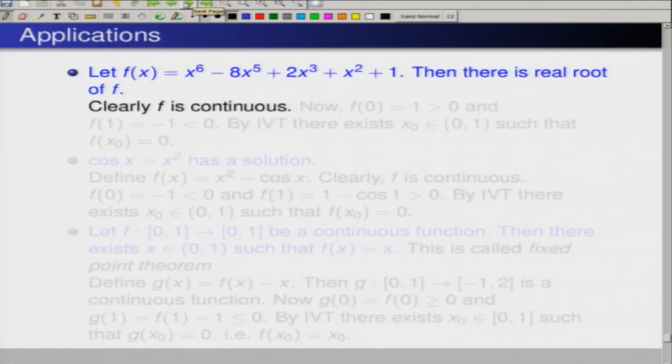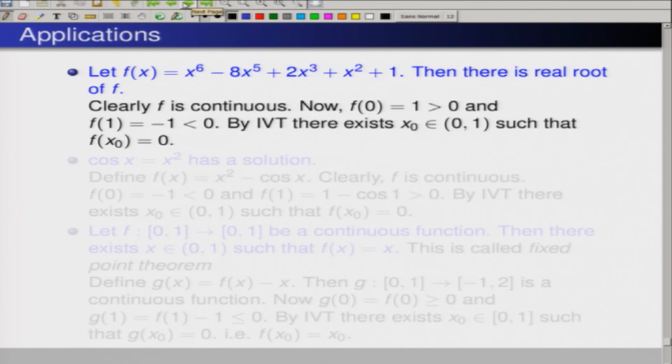Now, for this particular polynomial, we are wondering whether it is going to have a real root or not. If we can factorize, then that is fine, but we know how hard it can be to factorize. Sometimes you may not be able to factorize. So, clearly being a polynomial, f is a continuous function. Now, f of 0 is equal to 1, which is positive, and f of 1 is equal to minus 1, which is negative. So, by the intermediate value theorem, there will exist one point between 0 and 1 where f is equal to 0.